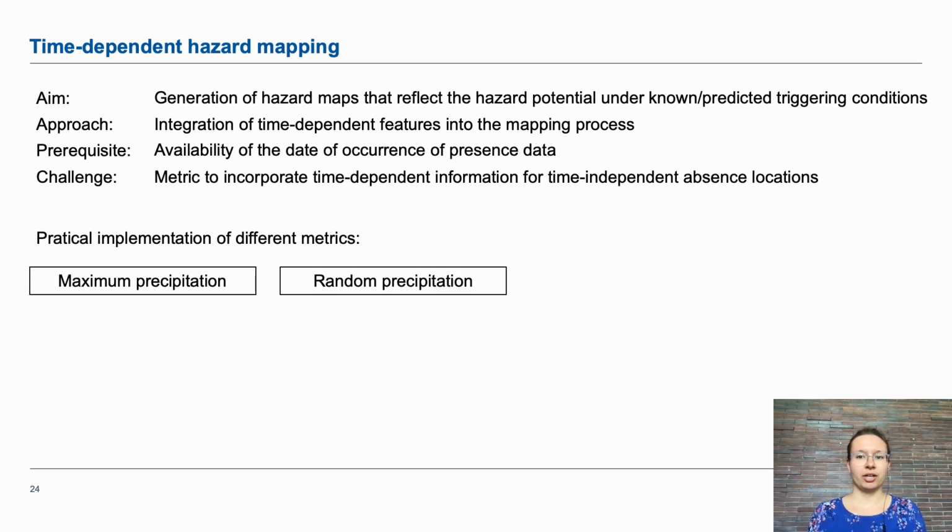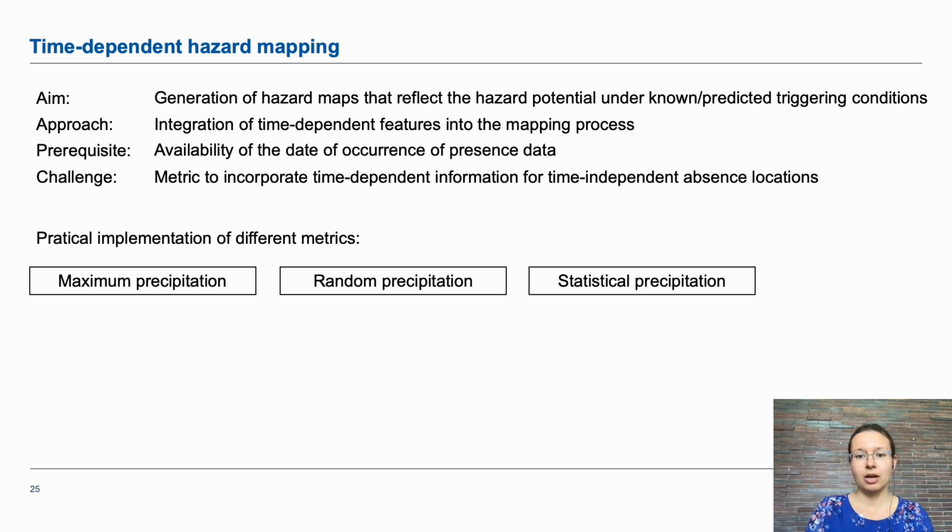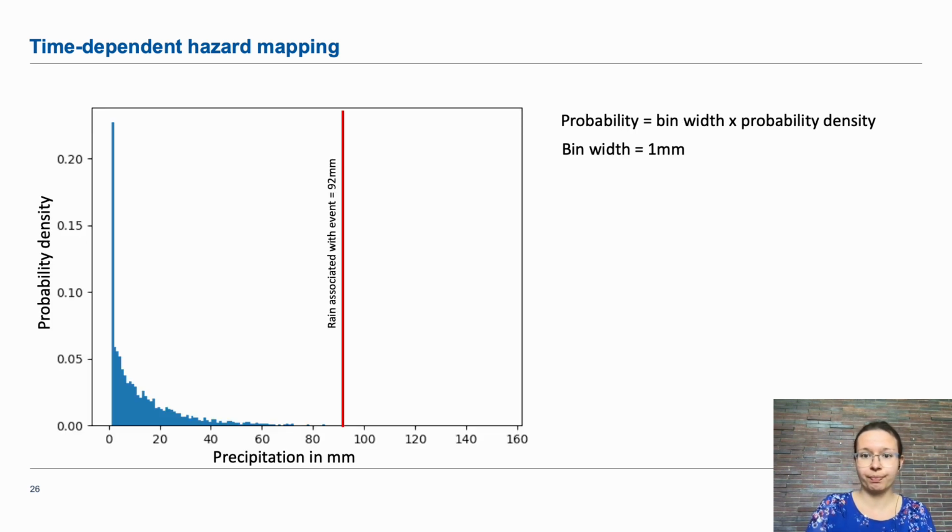The second metric uses a random sampling of precipitation values, which should be especially valid if the study is large enough so that we can expect a reasonable distribution that reflects the actual precipitation patterns. The third metric we tested is based on the analysis of the precipitation patterns associated with the failure of the presence locations. The findings are transferred to the absence locations to derive a precipitation value for the training dataset.